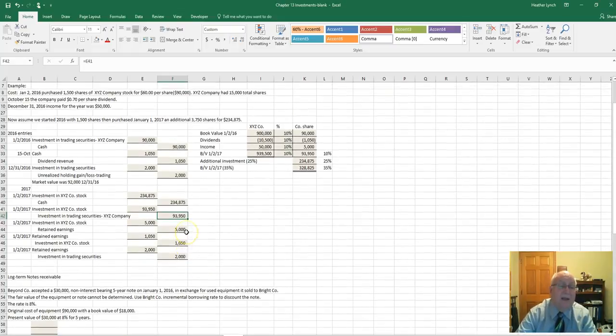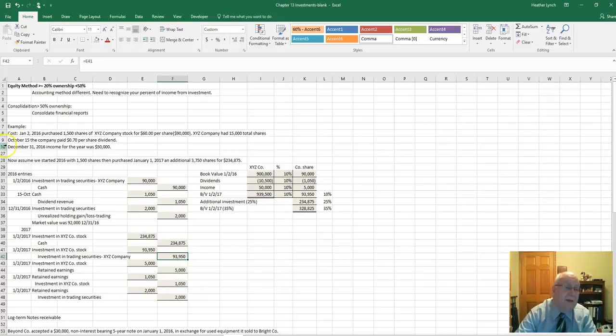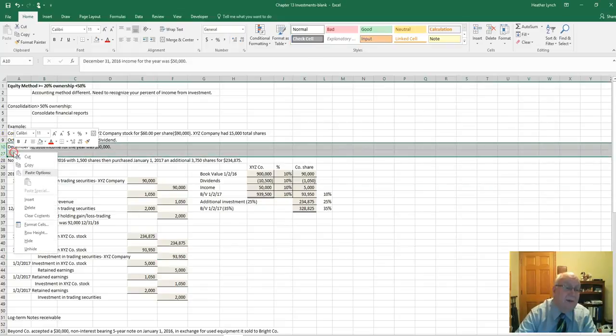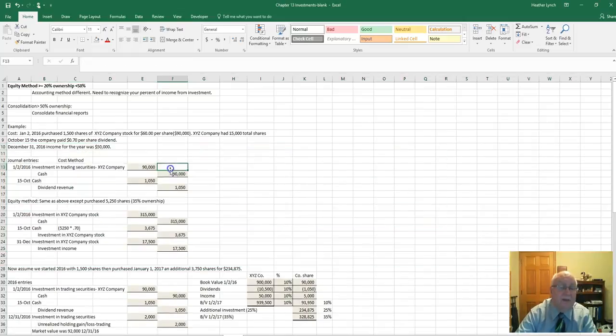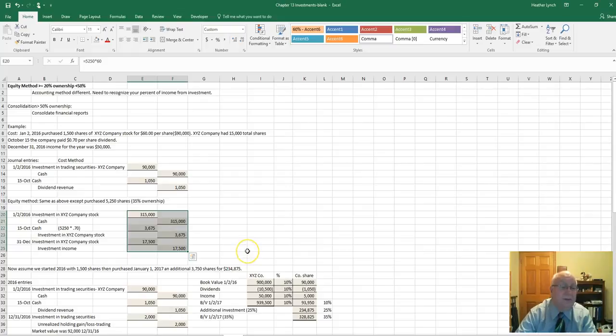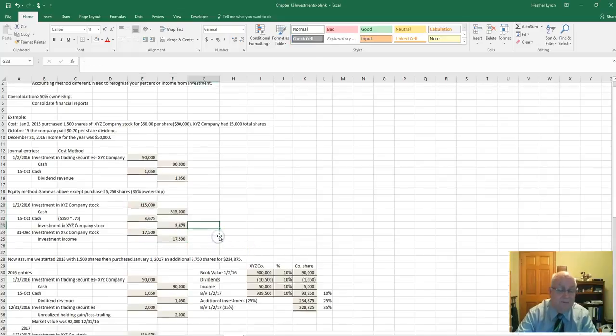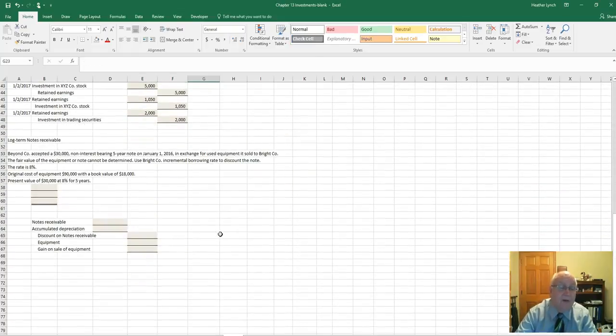Okay, that's how you would do this, and I'll unhide this again so you can see. There it is. Okay, this is the cost method here, and this is the equity method down here. So again, the equity method reduces your investment for dividends, and you have to increase it by your share of the income.